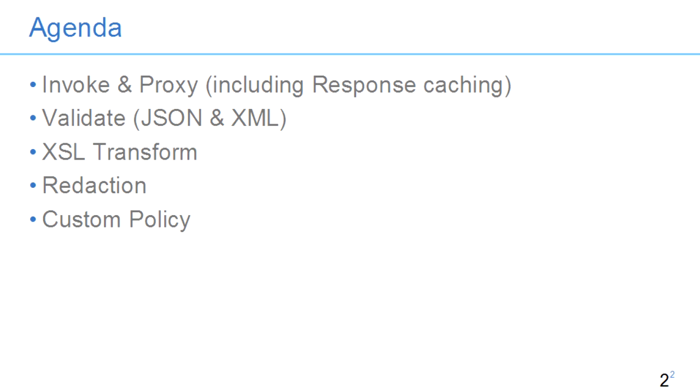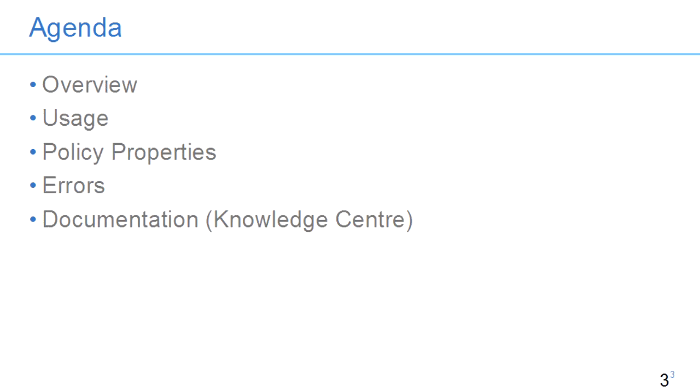So yeah, my name's Steve Groger. I'm going to cover four or five of the policies we have within API Connect for the DataPower Gateway. I'm going to present the policies you see there. I'm just going to go quickly for each policy, give a quick overview, usage, discuss some of the policy properties, any errors, and give you a link to the documentation in the Knowledge Center for each of those.